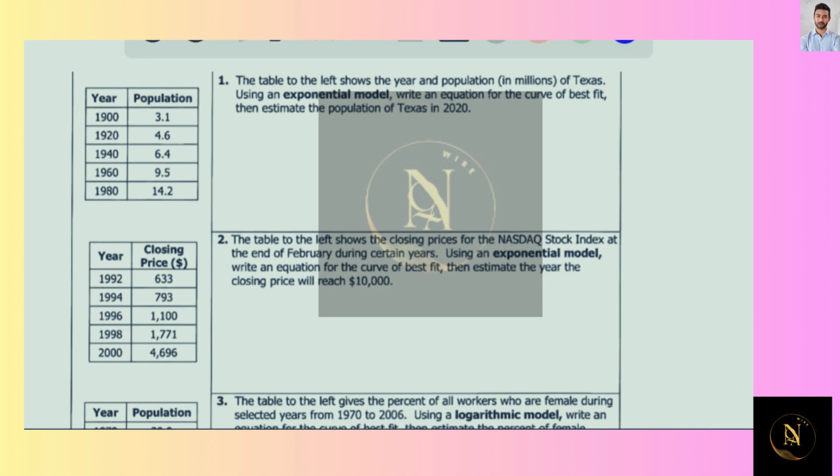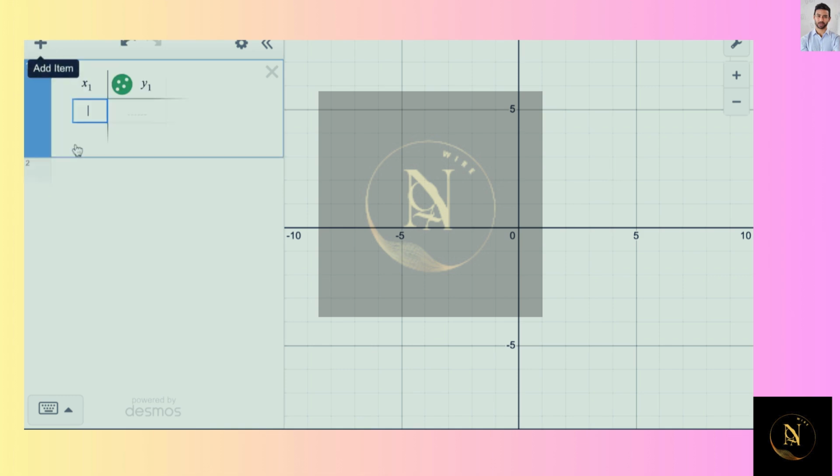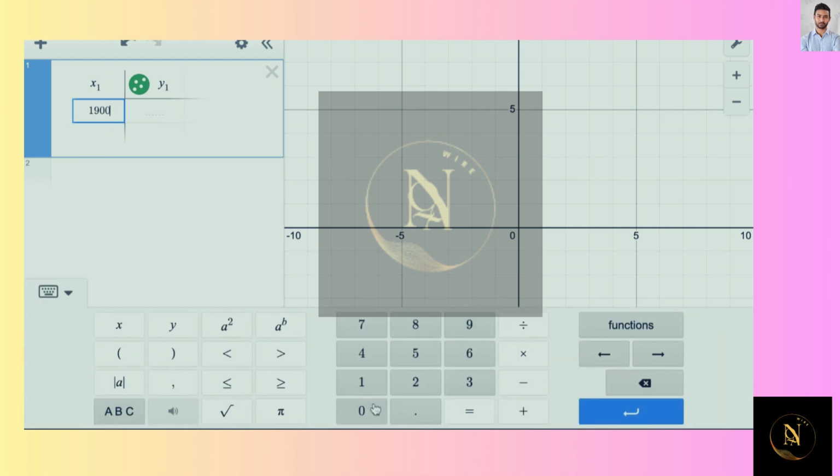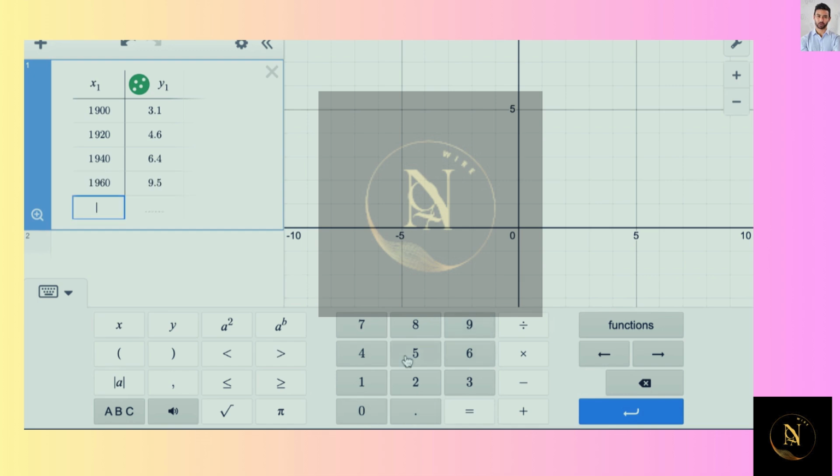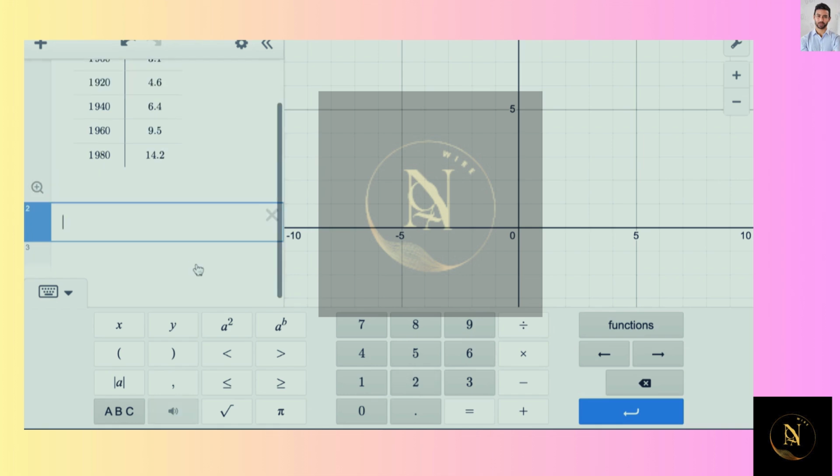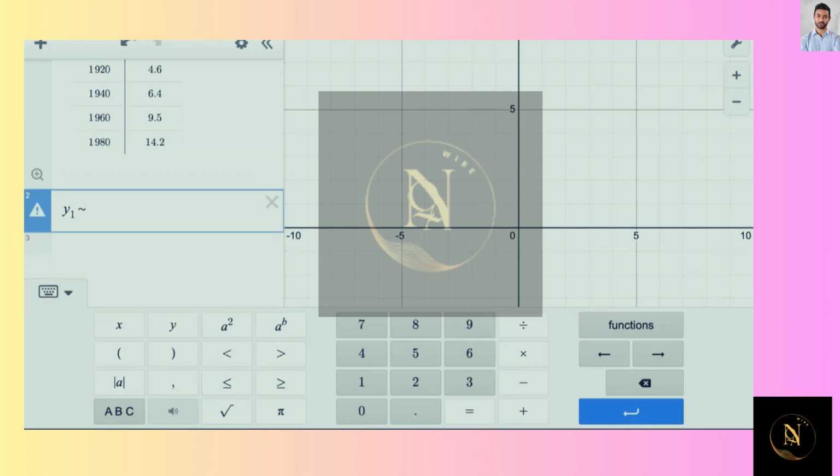The table shows the year and population in millions of Texas. We want to use an exponential model. So let's first get the data into a calculator using Desmos. We've got the year 1900 with 3.1, 1920, 4.6, 1940, 6.4, 1960, 9.5, 1980, 14.2. We want an exponential model on this, which looks like y1 is approximately, because we're using decimals, x1, y1 is approximately a times b to the x1.